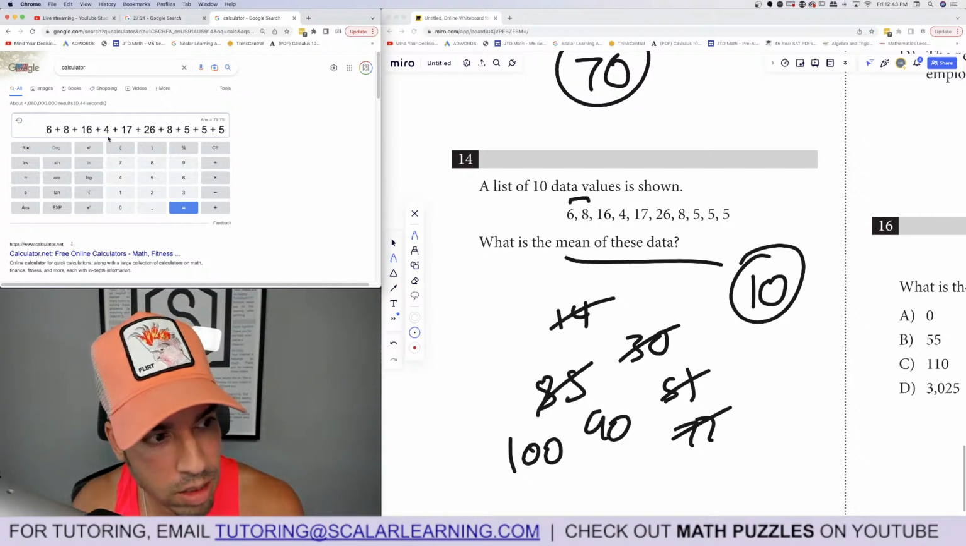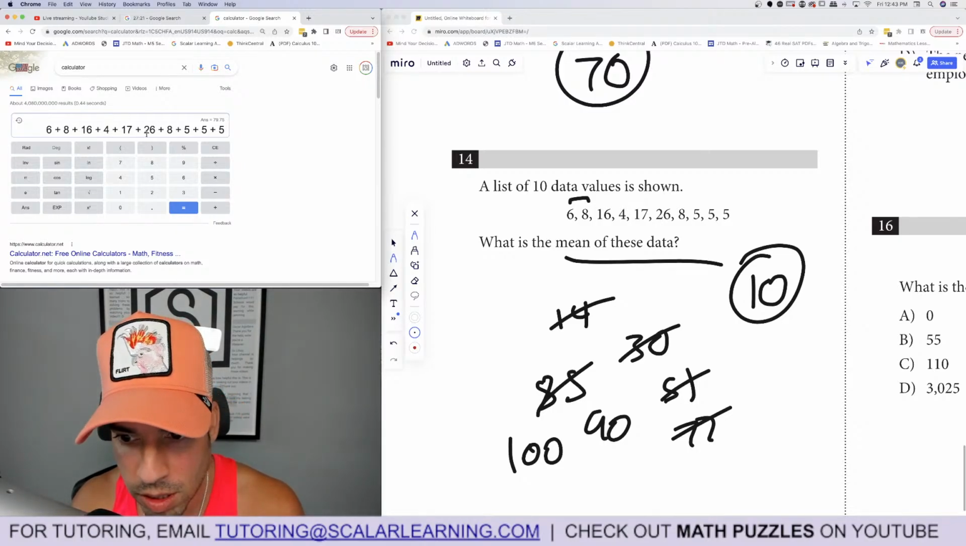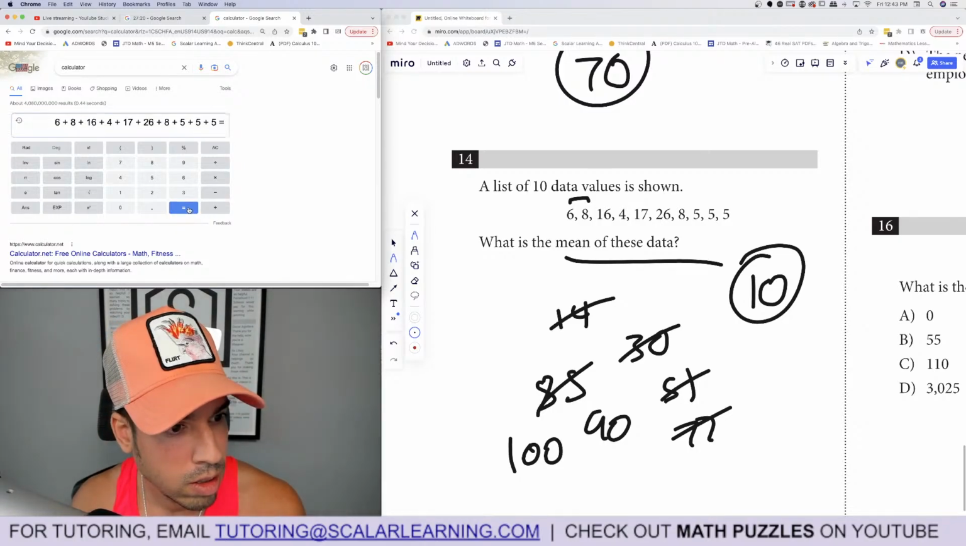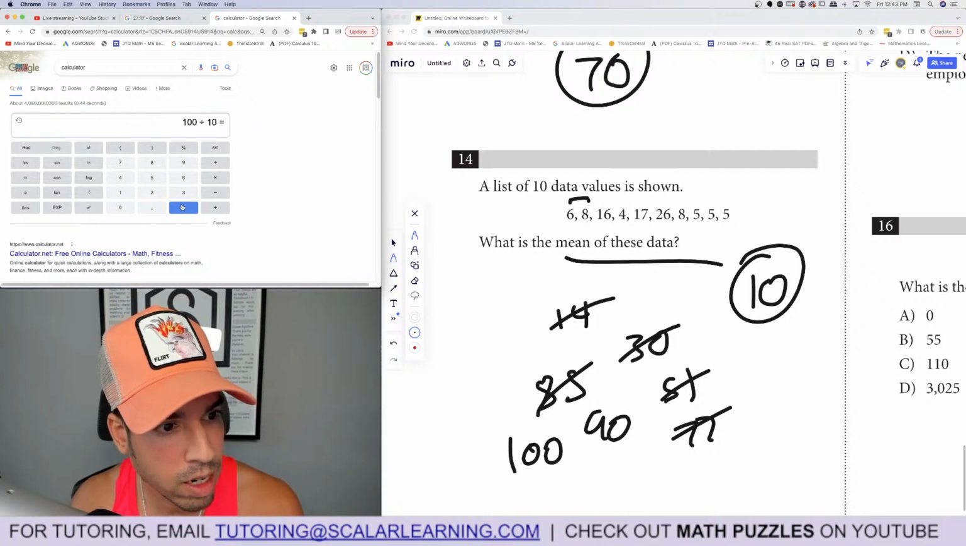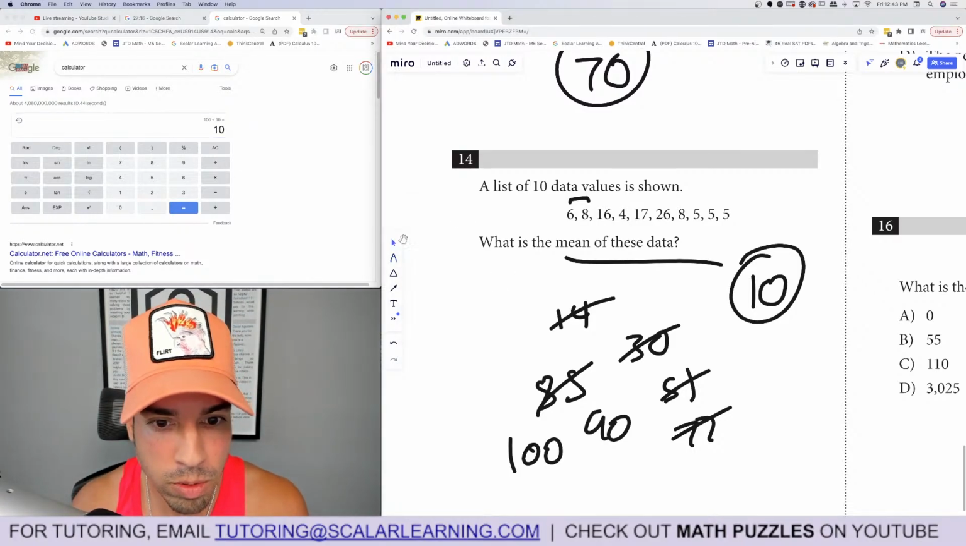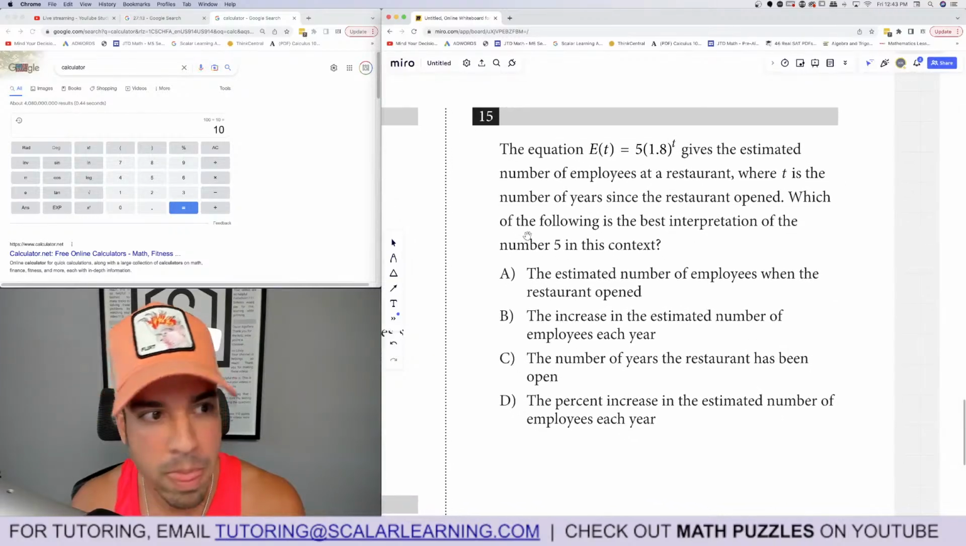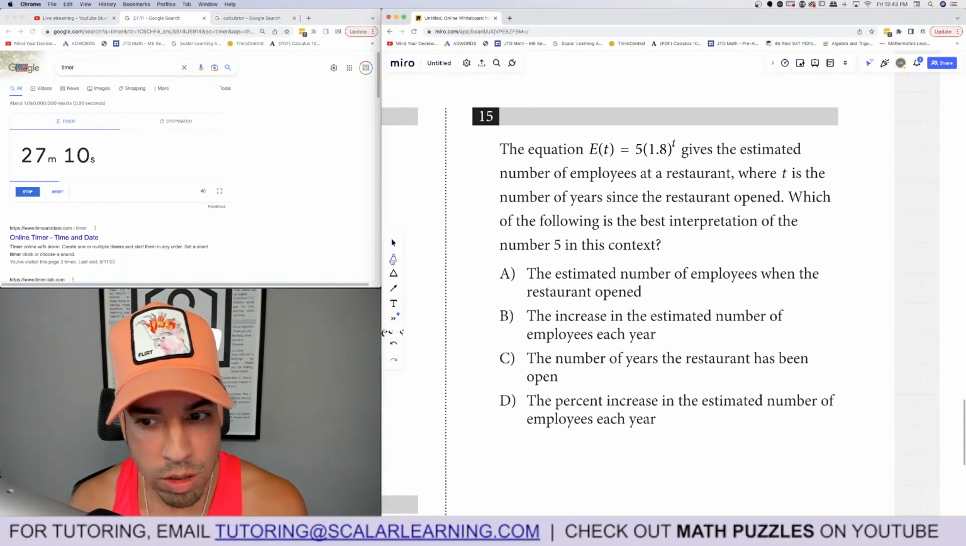But watch what I do. 6, 8, 16, 4, 17, 26, 8, 5, 5, 5. It looks great. It's 100 divided by 10. There's our answer. Done. Number 15. So we're more than halfway done now. We got the equation. Boom.